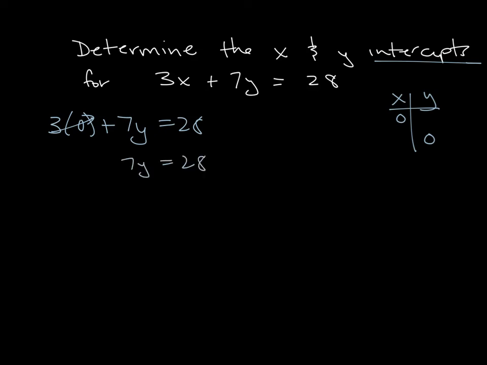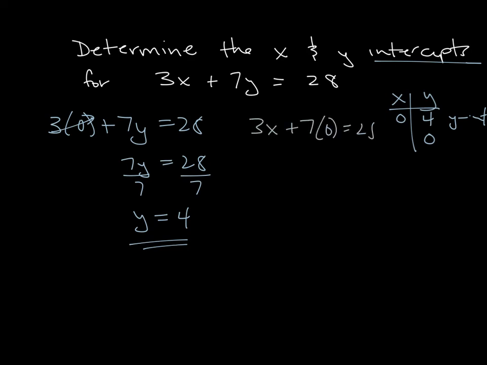And this step is to divide by 7, divide by 7. I get y equals 4. Again, just saying y is 4 is not correct for my intercept. Plug it into the table so you know that the y-intercept is 0, 4. On to the next one. So this time I go 3x plus 7 times 0 equals 28. Because I am left with an x in the problem, I am finding the x-intercept. So it is 3x equals 28.